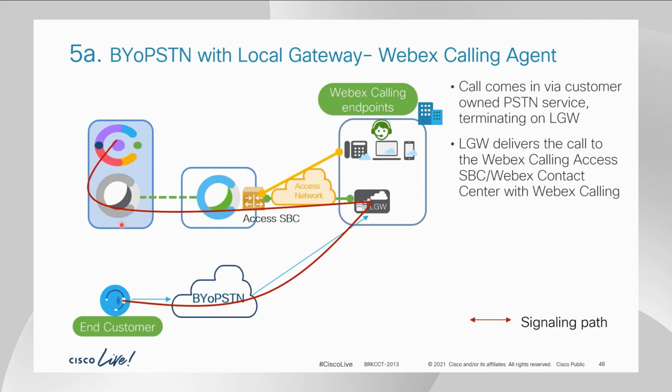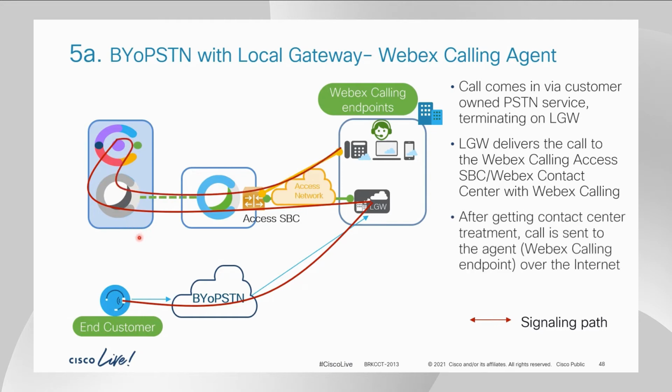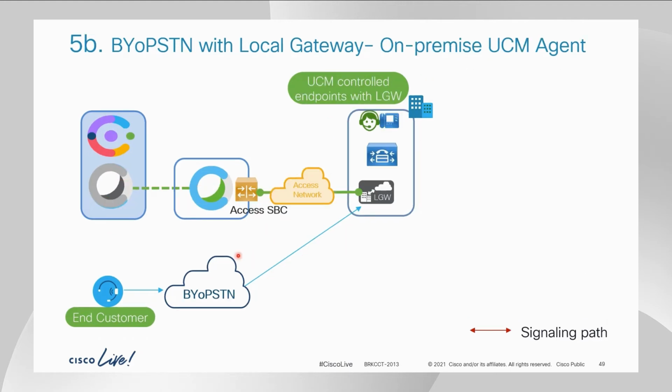So once the call is done receiving contact center treatment and an agent becomes available, contact center sends the call, connects the end customer to the agent via the Access SBC, which is basically the agent phone, is registered to Webex calling over the internet. The second flavor of this one is the case of unified CM, meaning the agent is a unified CM endpoint.